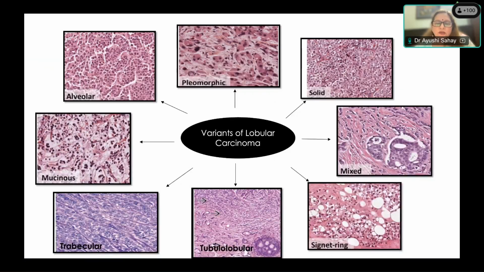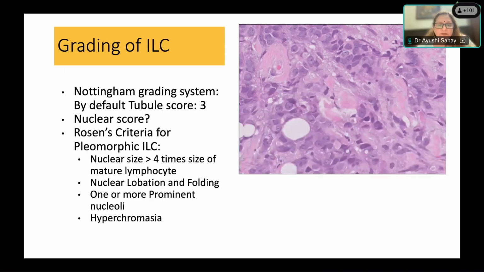Even now, if we have thought of lobular carcinoma, we have to remember that lobular carcinoma also has multiple variants. You can have alveolar, pleomorphic, as Sarita said. You can have solid variants, mixed no special type and lobular. You can have signet ring type, trabecular, mucinous, and histiocytoid variants. Grading of ILC is not as easy as the Nottingham scoring of ductal carcinoma, because you are always starting with a score of 3.